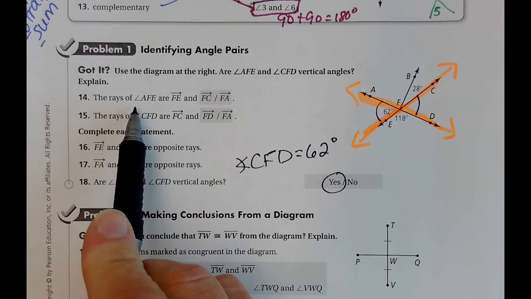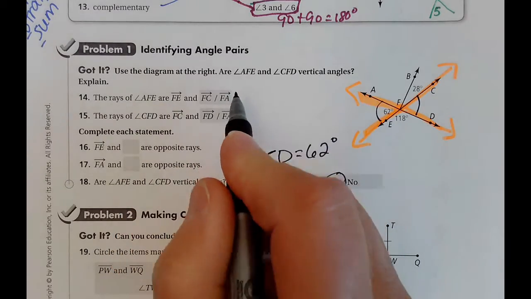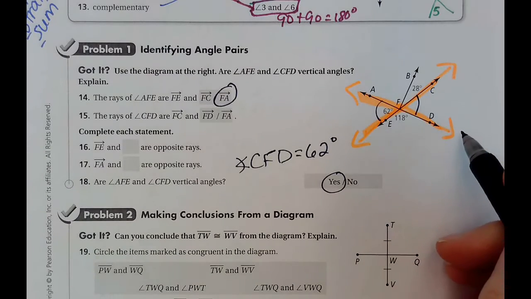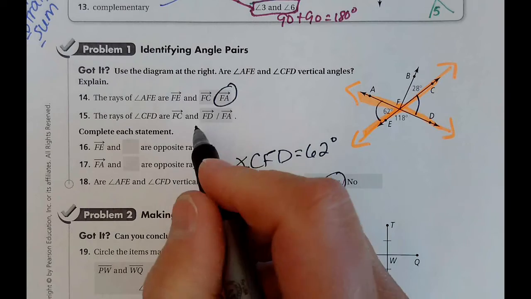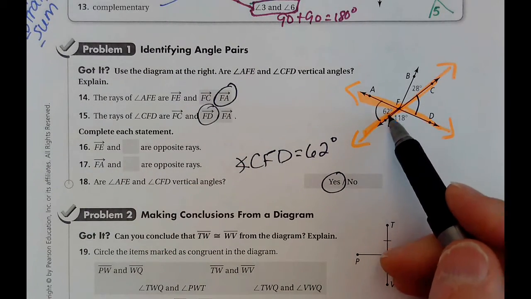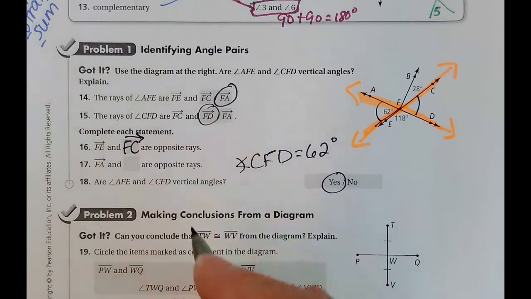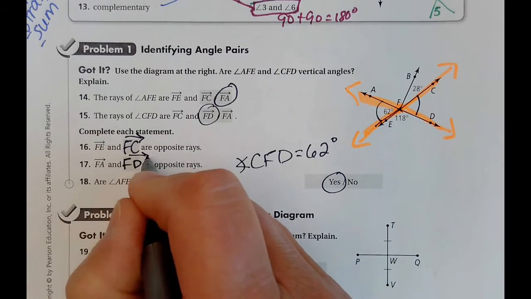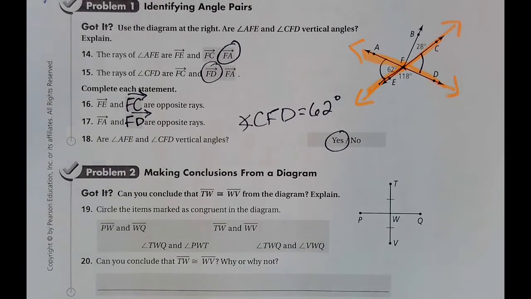And so it says here the rays of AFE are FE and FA. The rays of CFD are FC and FD. FE and FC are opposite rays. FA and FD are opposite rays. And that's how we know that they are vertical angles. Okay?